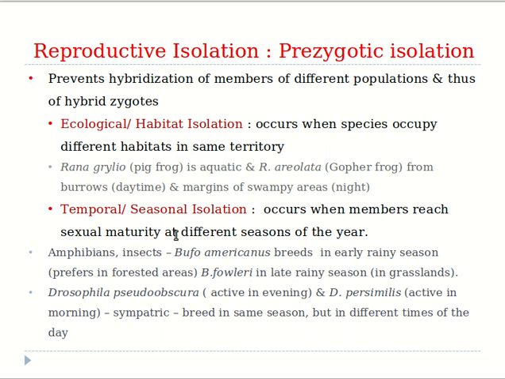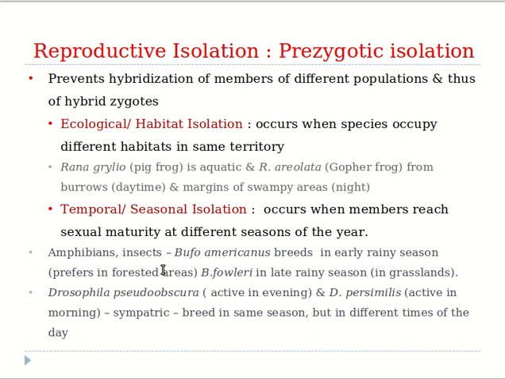Now the next kind of prezygotic isolation is temporal isolation or seasonal isolation. Seasonal or temporal isolation occurs when members reach sexual maturity at different seasons of the year. That is, the breeding seasons of the two species may not coincide, although they exist in the same region.